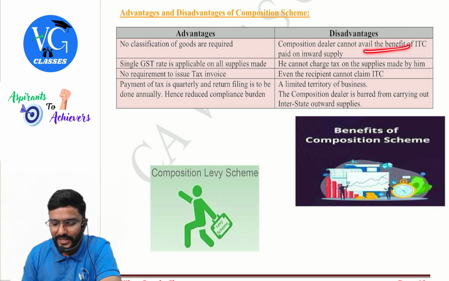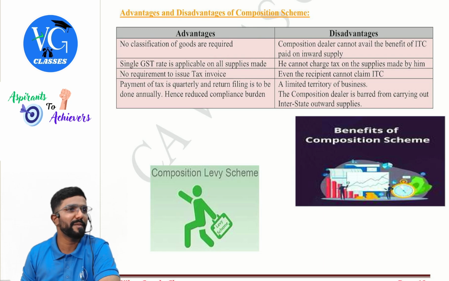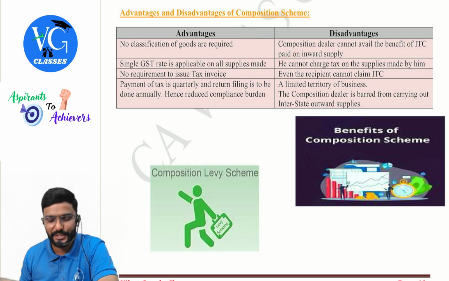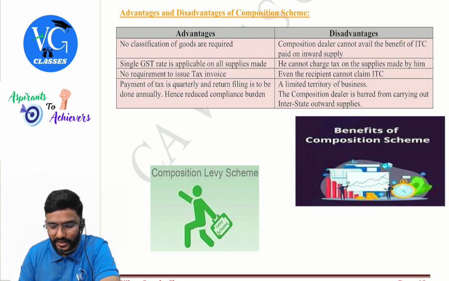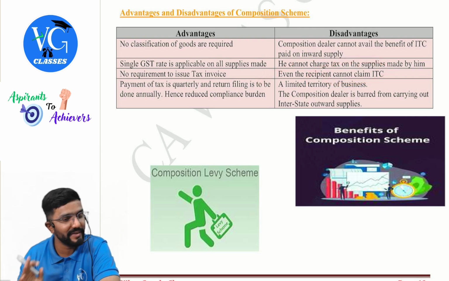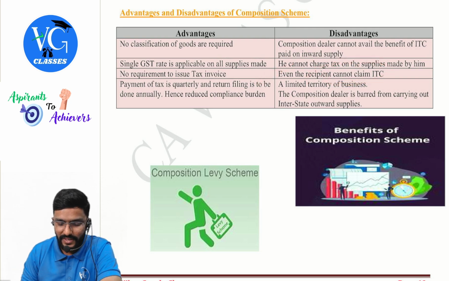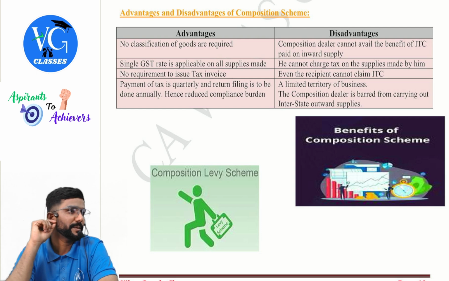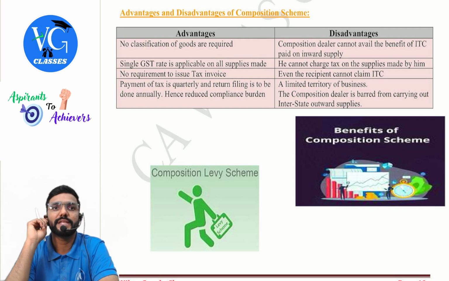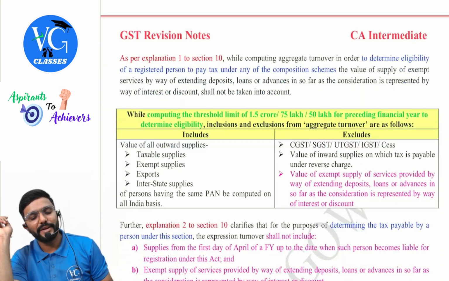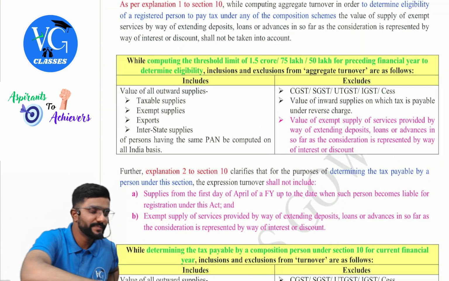Okay. Next, coming to disadvantages. Composition dealer cannot avail the benefit of ITC. He cannot claim ITC. Then he cannot charge tax on the supplies made by him to the recipients. Then the recipient also cannot claim ITC. That is, my buyers also have a disadvantage. Okay. Then a limited territory of business. Why, sir? I cannot supply outside the state, guys.